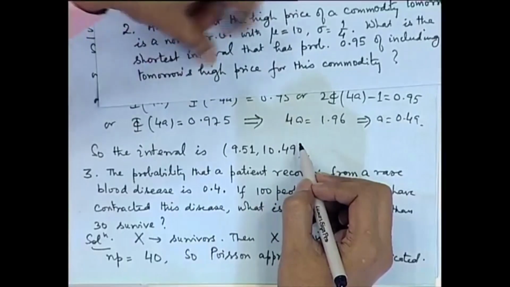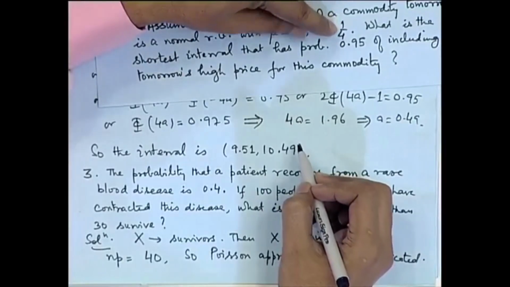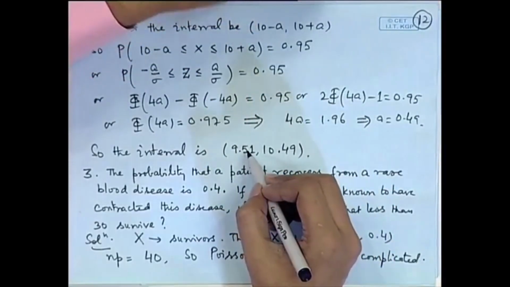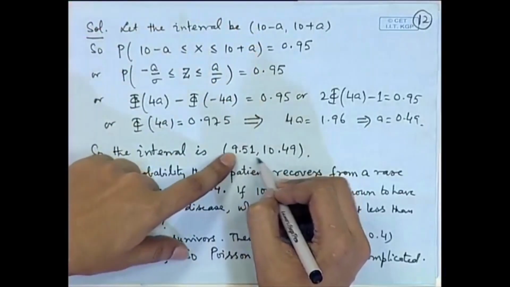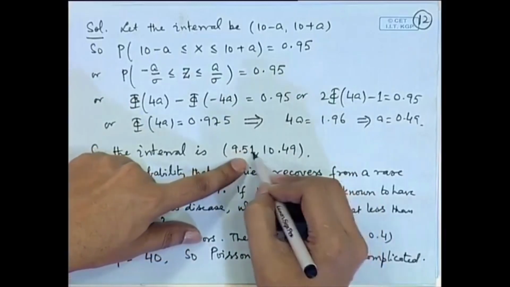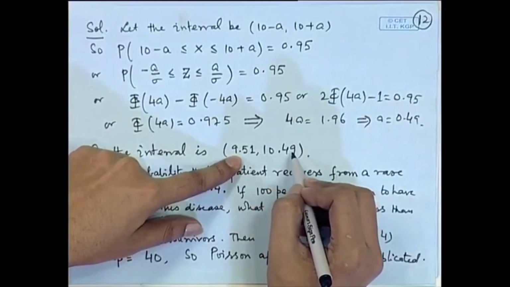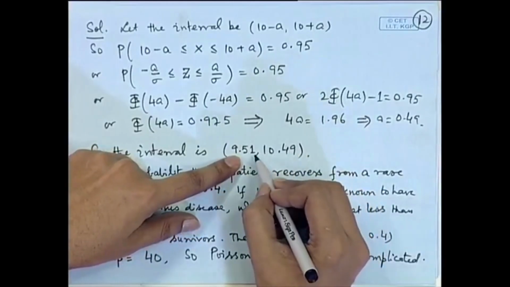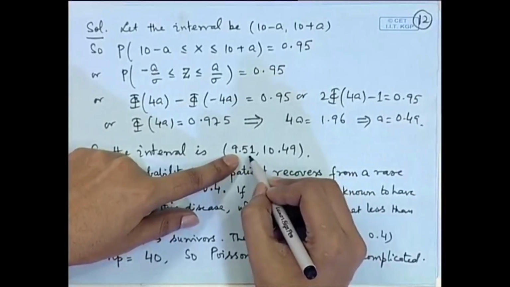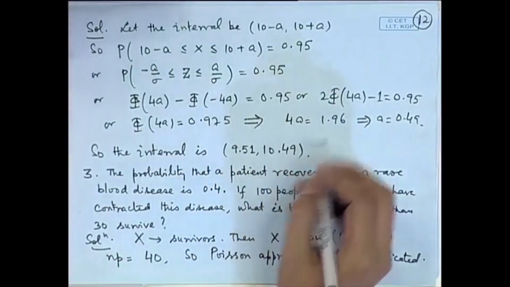So, if the mean price is 10 and the standard deviation is 0.25, then the interval which will have the high price with probability 0.95 is 9.5 to 10.5 approximately, which is basically 2 sigma, because here sigma is 0.25. So, 2 sigma becomes 0.5. So, around 10 the interval of 0.5 on either side is what we get. So, in 2 sigma limits we have more than 95% of the probability here.